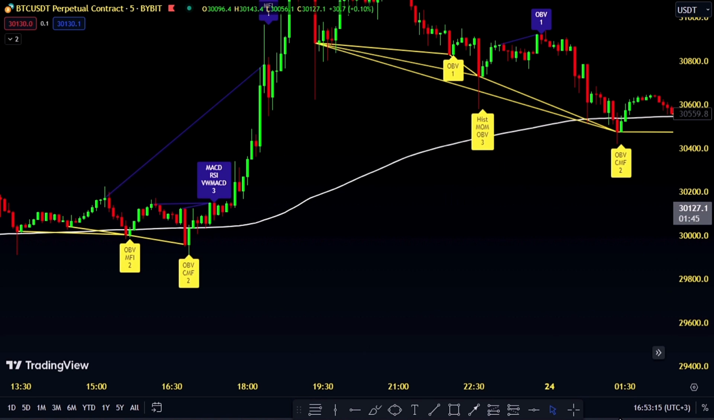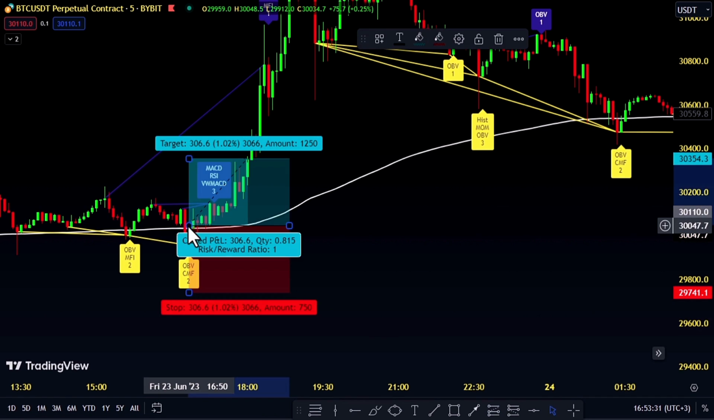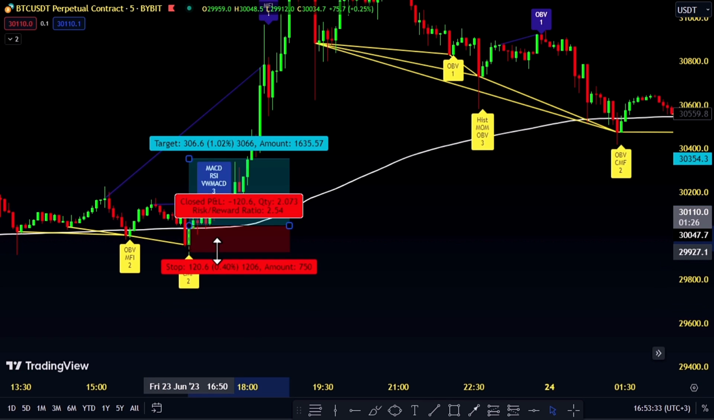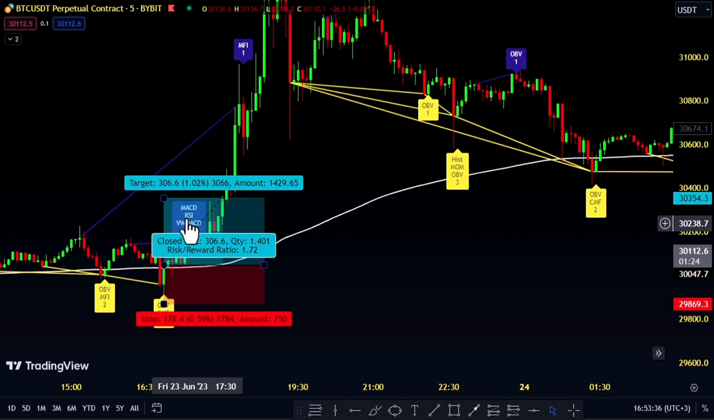Here are a couple more examples of successful long trades. We see the price action pulled back into the EMA and it immediately rejected off of it. A bullish divergence was found. Set your stop loss slightly below the EMA and target at least 2 times the risk.